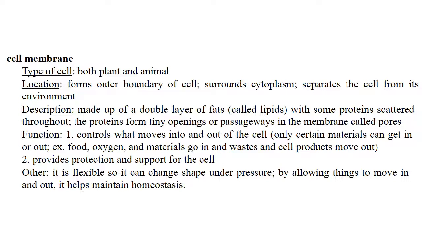The type of cell which contains a cell membrane is both plants and animals. The location is the outer boundary of the cell, surrounds the cytoplasm, and separates the cell from its environment. It is made up of a double layer of fats called lipids with some proteins scattered throughout. The proteins form tiny openings or passageways in the membrane called pores. The function of the cell membrane is to control what moves into and out of the cell. Only certain materials can get into or out. For example, food, oxygen and materials go in and wastes and cell products move out.